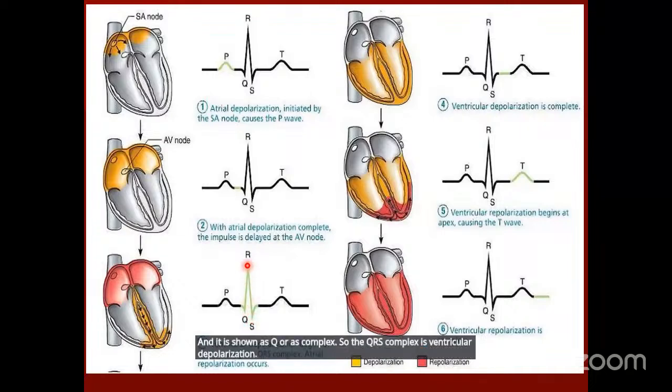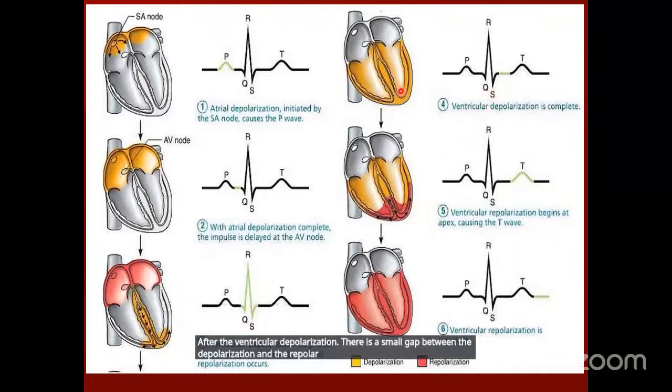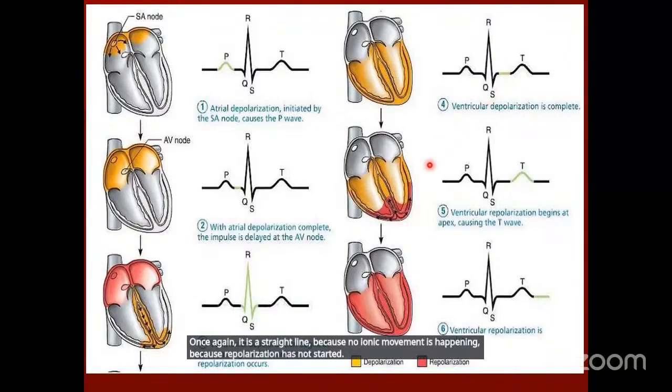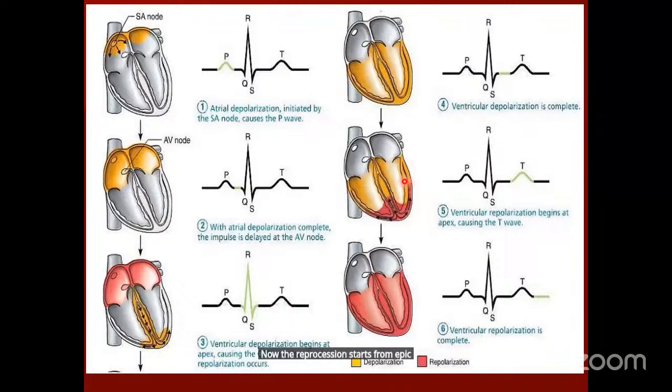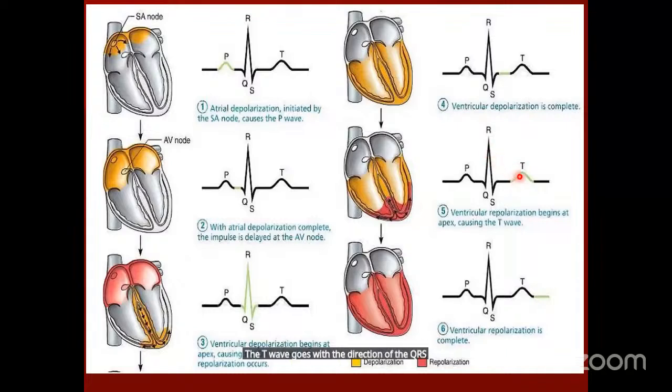After the ventricular depolarization, there is a small gap between the depolarization and the repolarization. Now here you can see my entire ventricle is depolarized. The repolarization has not started. That gap between the depolarization and repolarization is called the ST segment. Once again, it is a straight line because no ionic movement is happening, because repolarization has not started. Now the repolarization starts from epicardium to endocardium to make the T wave, and because the direction of the depolarization and the repolarization are opposite, the T wave goes with the direction of the QRS complex. So the T wave represents ventricular repolarization.